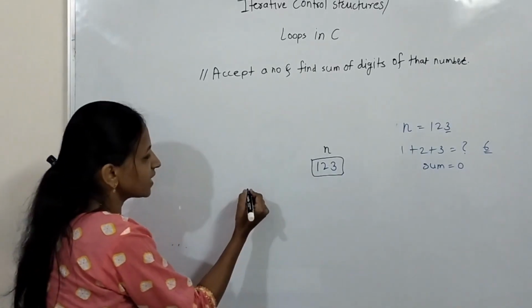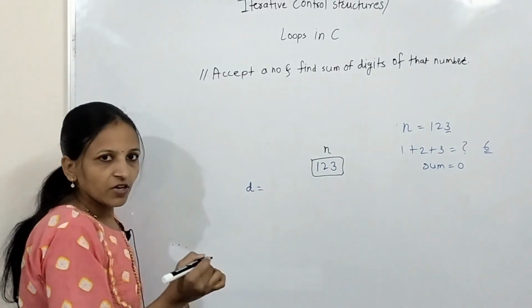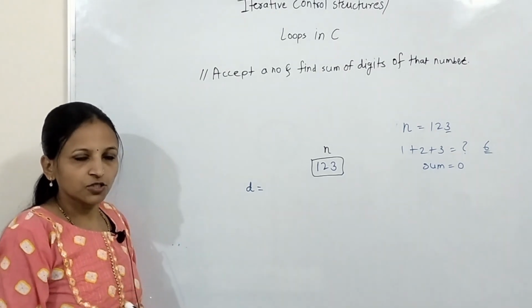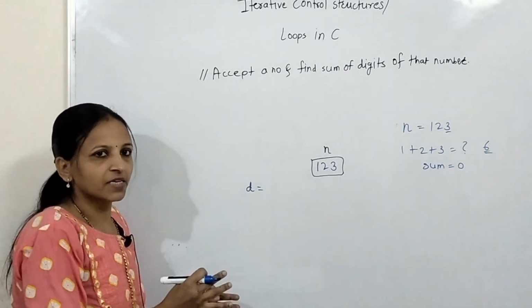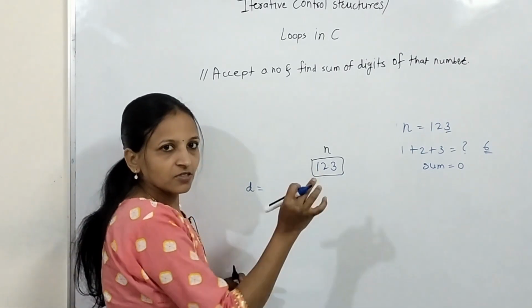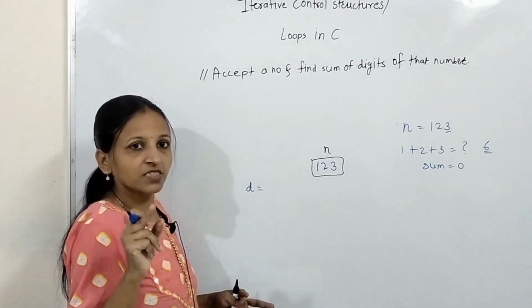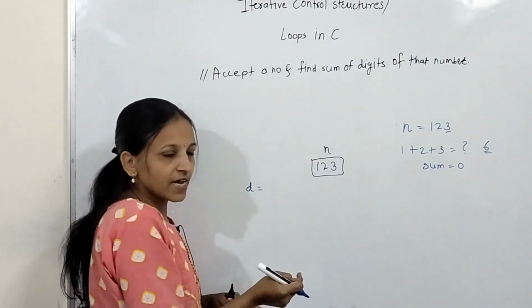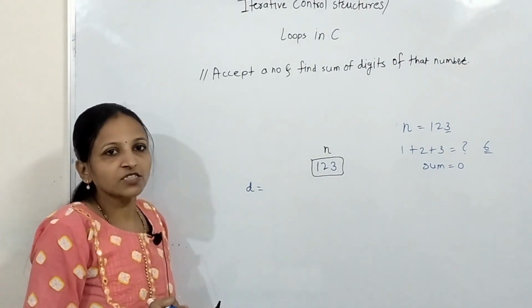First we will write d. Let d be the variable we have taken for storing the separated digit. We have to separate that digit. We cannot separate one digit directly; there is no logic for that. But we can separate this 3 from this n using the modulus operator.